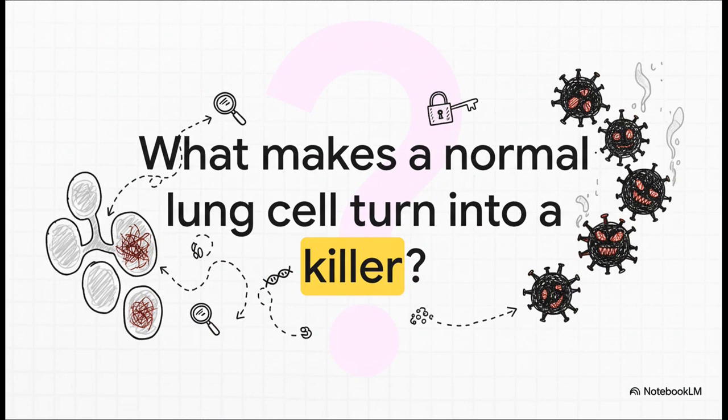So let's start with the most basic question, the why behind it all. I mean, what is the process that takes a perfectly normal, happy lung cell and turns it into a rogue agent, a killer? Let's try and figure this out together.